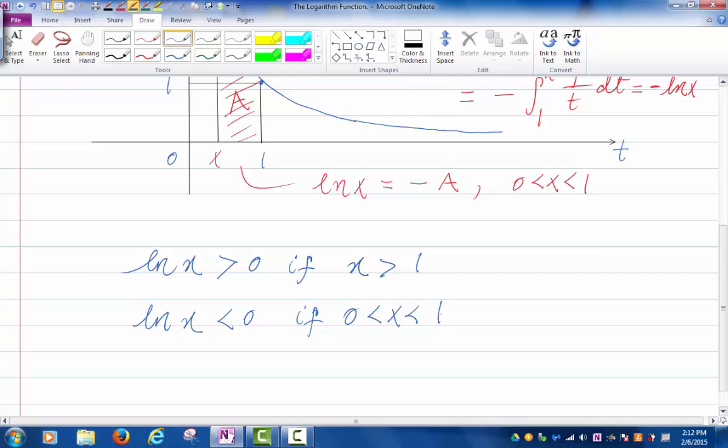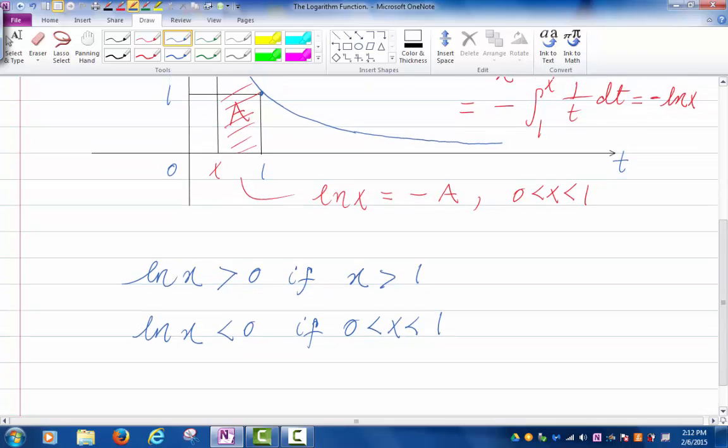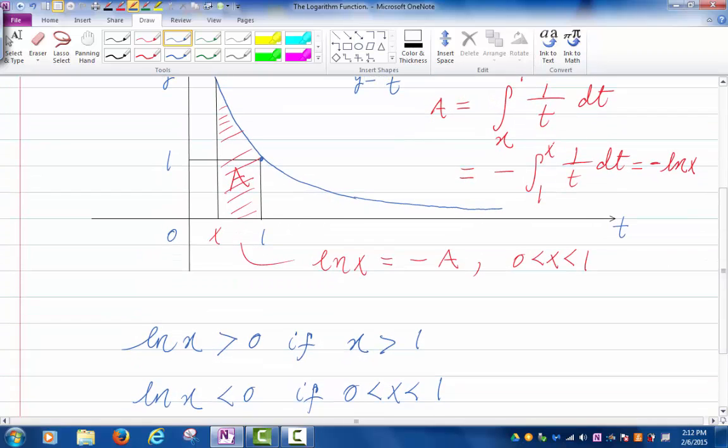You agree with that? Let's look at it again. When x is bigger than 1, it was the area below the graph of 1 over t, above the interval from 1 to x, so I get the positive area. But when x is between 0 and 1, we saw that we got the negative of the area, so then it's negative there. Any questions on what I just said? So we know when ln is negative and when ln is positive. So the graph of ln on the right side of 1 is above the x-axis, and on the left side of 1 it is below the x-axis, right?